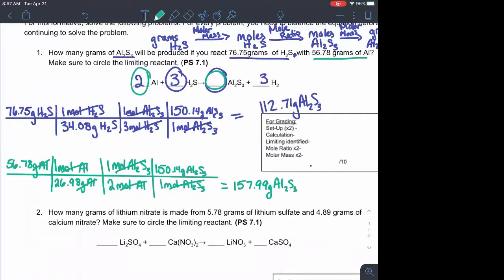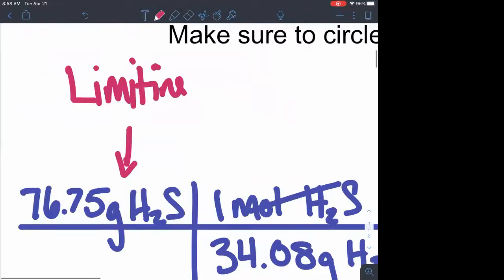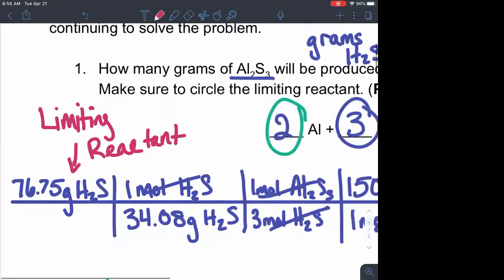157.99 grams. Now, if we look at both of them together, the limiting reactant is the one that's going to be produced or the one that we're actually going to make. Because once the limiting reactant runs out, there's none of it left. It's all gone. Once it's all gone, there's no more reaction. So which one's going to be our limiting reactant? This one right here. Limiting reactant. And it's our limiting reactant because it runs out first.